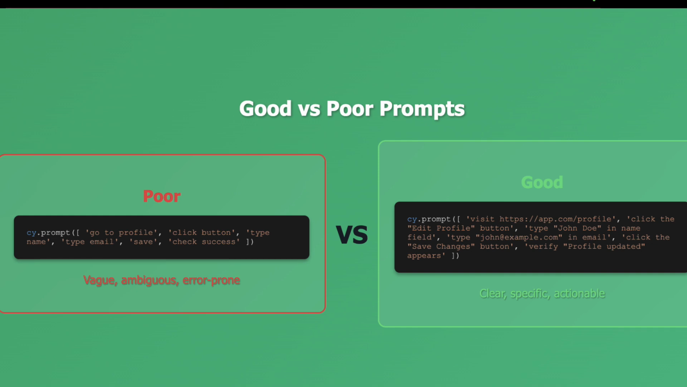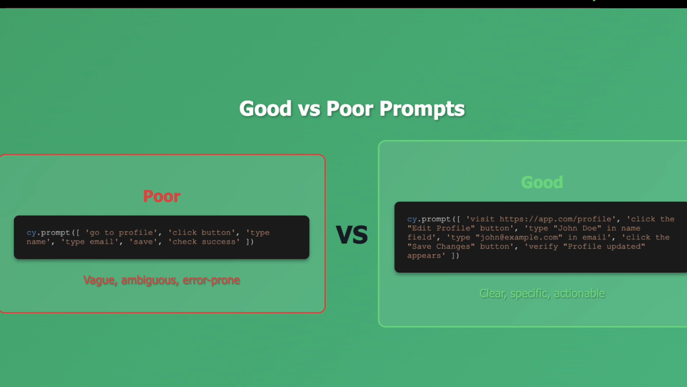In the poor prompt, we have mentioned: go to profile, click button, type name, type email, save, check success. Here, if you see, click which button, right? This is not clear. This is very vague. But in the good prompt, in this example, if you see, visit this URL, click the edit button, type this particular name in the name field, type this. It is very clear, very specific and actionable. So make sure the prompts are clear.